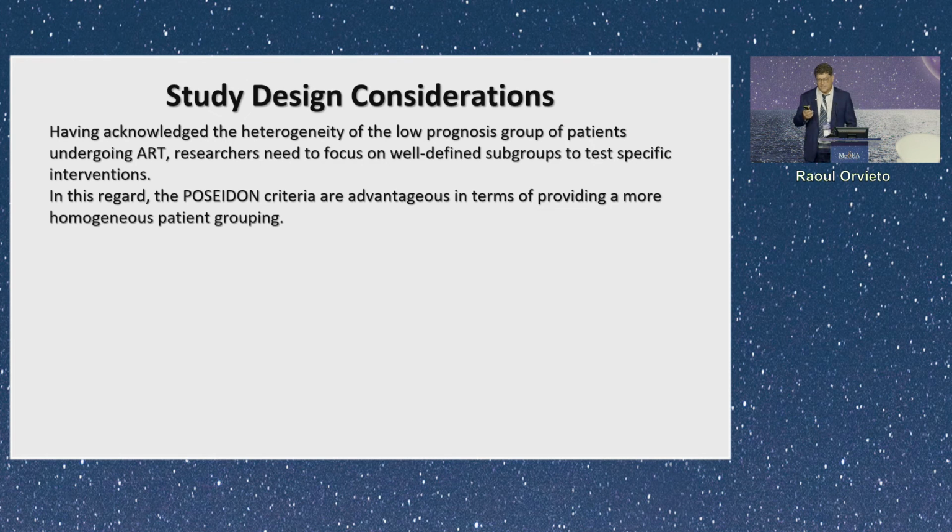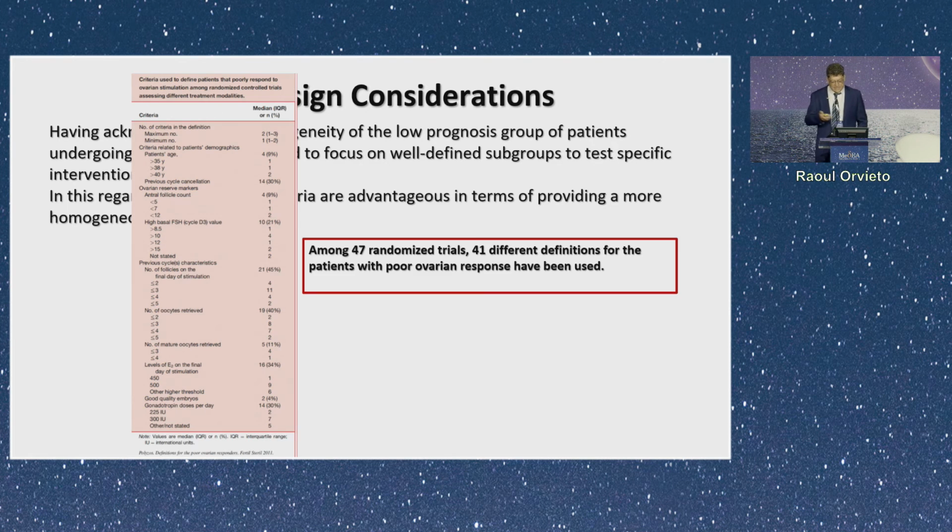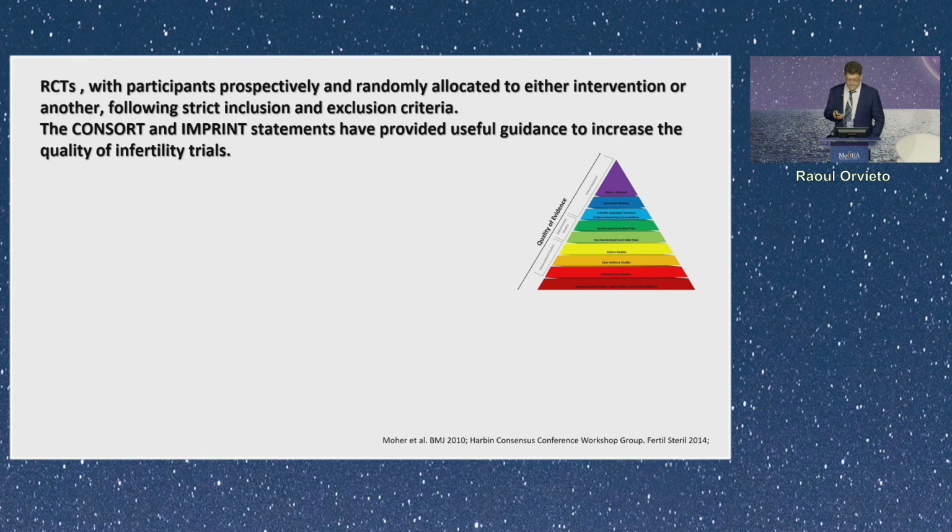So actually, in the past, this is Polyzos' study. He looked at the definition of poor responders. Among 47 randomized trials, he found 41 different definitions. And then came the Bologna criteria. If you're using the Bologna criteria, I believe that you will get at least 5 or 10 different subgroups of patients. So when using the POSEIDON criteria, you are using a more homogeneous type of patients. And this is important when you are looking at interventions to improve outcome.